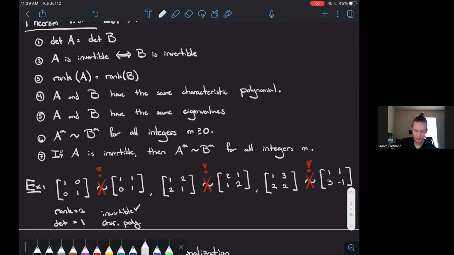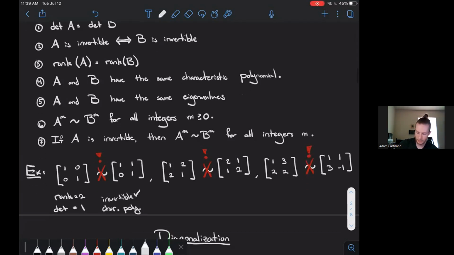Okay, wait. Here are two matrices that have at least the first 5 properties in common, and yet are not similar. So you have to be careful about similar matrices. These properties do not guarantee, even if you satisfy the first 5 properties, that your matrices are similar. And so you just have to be careful.